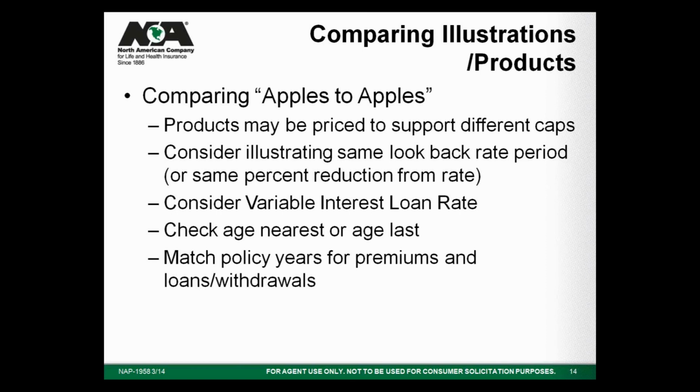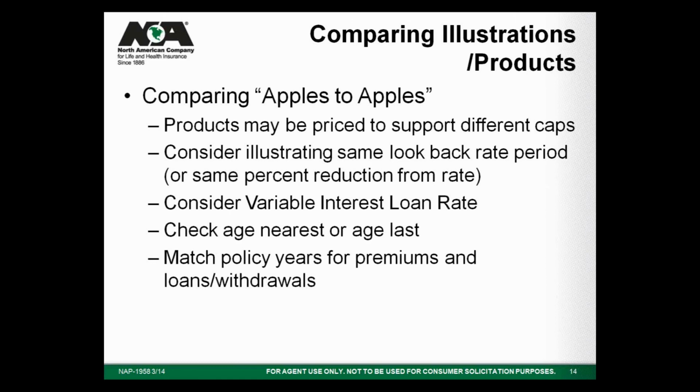And really, when you're comparing products, they may be priced different to support different caps. Our particular products are priced so we can have the high caps. So consider illustrating the same look-back rate period or the same % reduction from rate. Most companies, I think, have a 30-year look-back, but some may only have a 20. If that's the case, you want to make sure you're doing a 30 to a 30. Or the same % reduction from rate.